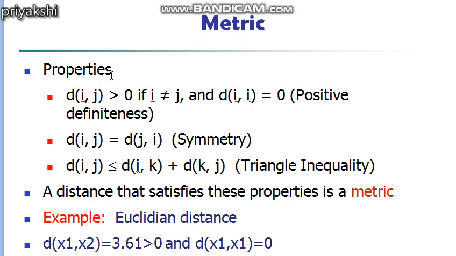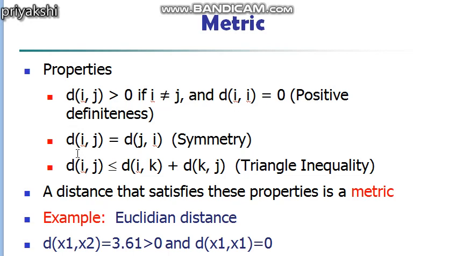The first property tells you that the distance between two objects i and j is greater than 0 if the two objects are not the same. I'm saying again, the distance between two objects i and j is greater than 0 if i is not equal to j, and the distance between i and i will be 0 if i is equal to j. So it is known as the positivity or definiteness property.